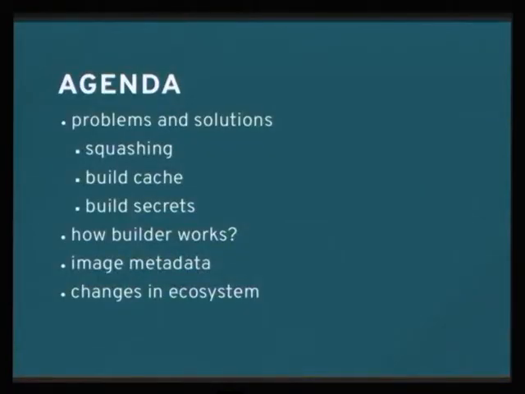I mean, that's the theme of this talk. So here's the agenda. I would like to show some problems with Docker images, then show you what the problem is, why it is a problem, and how to solve it. We'll cover squashing layers. If you don't know what layers are, we'll get to it. We'll also talk about invalidating the build cache, which can be a real pain sometimes. We'll also cover secrets, which you would like to use during build, but you don't want them to be exposed in the final image. But first I will explain how the builder works. Then we'll talk about image metadata. And finally, a controversial topic will be the changes in the Docker ecosystem.